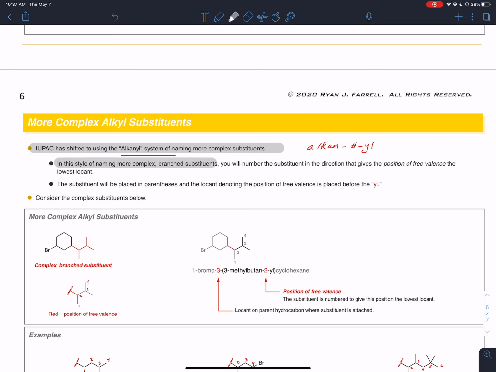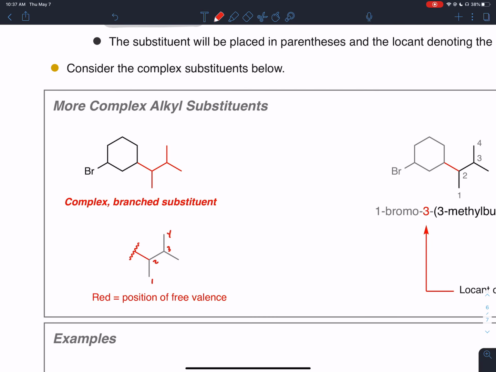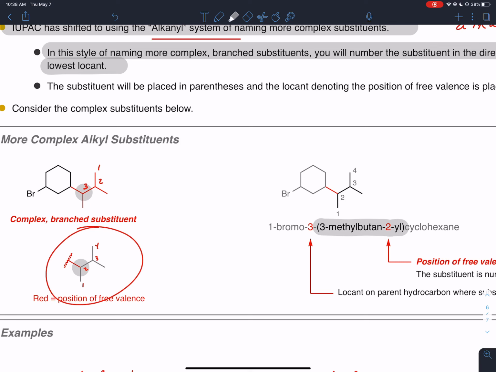In this style of naming more complex branch substituents, you will number the substituent in the direction that gives the position of free valence the lowest locant. This is really important. So what that means is if you looked at this more complex branch substituent, the numbering would not be 1, 2, 3. The correct numbering is down here. We number in the direction that gives that position of free valence, where we're connecting to the parent hydrocarbon, the lower locant preferentially.